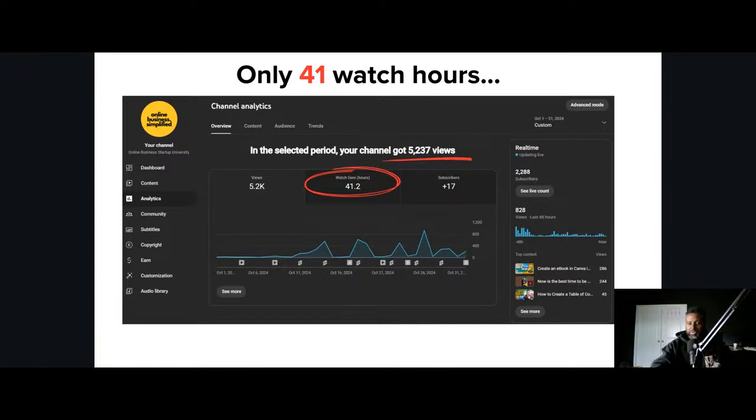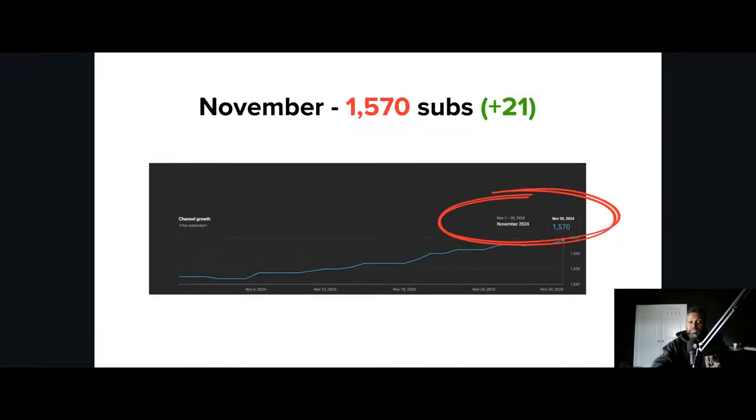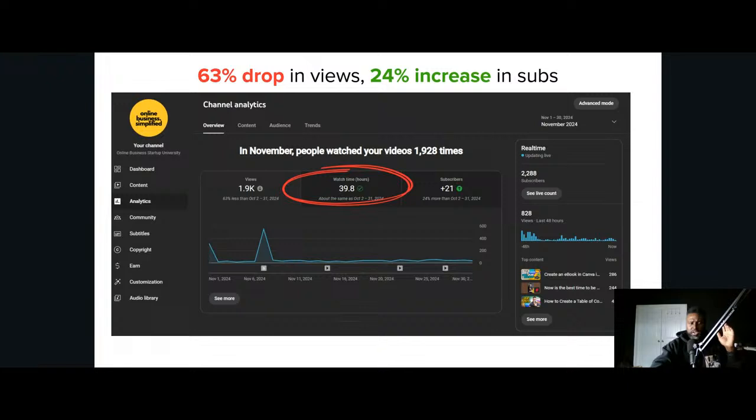But just look at this. It's pitiful. And I've been doing YouTube since 2017. In November, it wasn't much difference. I did not grow that much here either. And I did not get serious about YouTube until about around this point. Right. I had 21 subs. I had an increase in subscribers, but a decrease in the amount of watch hours.